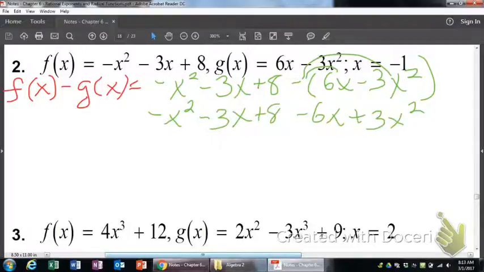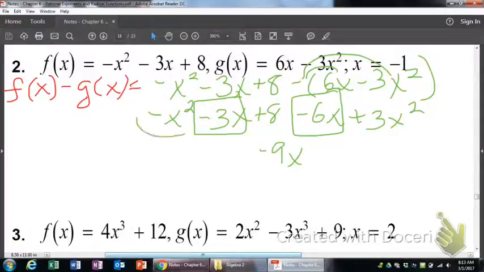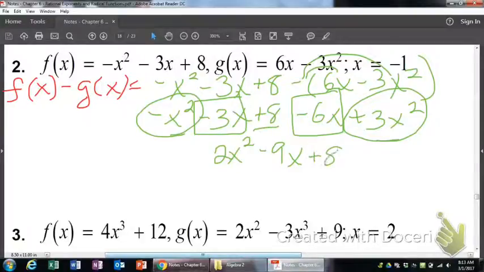Next, I'm going to combine my like terms. I have negative 3x minus 6x, which gives me negative 9x. I have negative x squared plus 3x squared, which gives me positive 2x squared. And then this plus 8 stays the same in the back. So that is my f of x minus g of x.